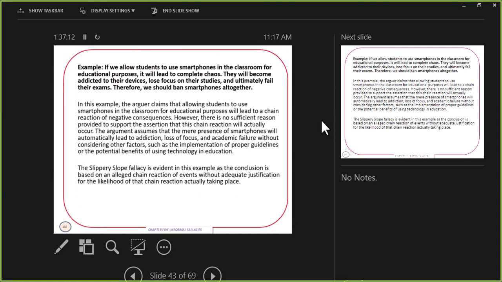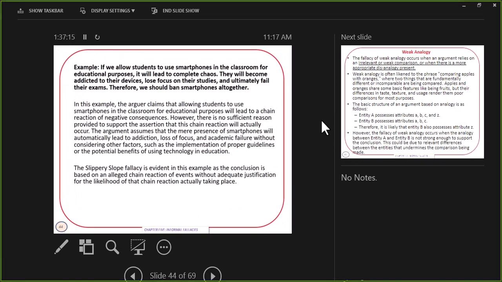Now look at the example. If we allow students to use smartphones in the classroom for educational purposes, it will lead to complete chaos. Now, the first imaginatively, fictitiously alleged created event. Then what? They will become addicted to their device, lose focus on their studies, and ultimately fail their exam. Therefore, we should ban smartphones altogether. Now, what is the relation between failing the exam and allowing smartphones in the classroom?